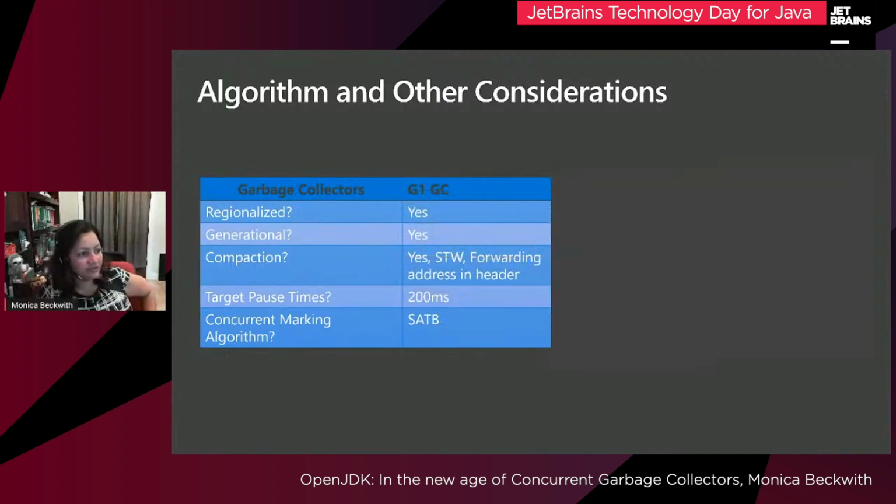In G1 GC, yes, it's regionalized, as we saw. Yes, it's generational. And it does do compaction, where it's the forwarding address, basically where we are going to move to. Remember, from space and to space. That forwarding address is in the header of an object. In HotSpot, all objects have a header. That's where you store information about locks and about forwarding pointers or marked or not.